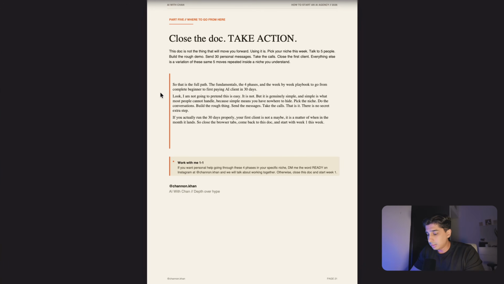And look, I'm not going to pretend that this is easy or a piece of cake or a walk in the park. It is not. It is a lot of hours. It's hard work, and that's why there's such a difference between people who are successful and who aren't. It's just putting in the time, right? But it is genuinely simple, and simple is what most people cannot handle, because simple means you have nowhere to hide.